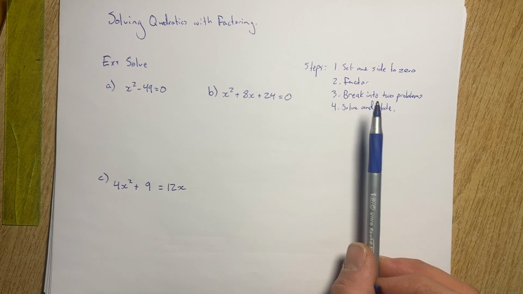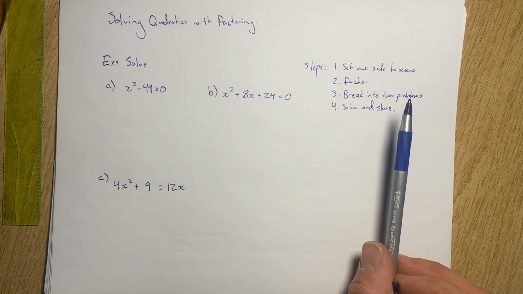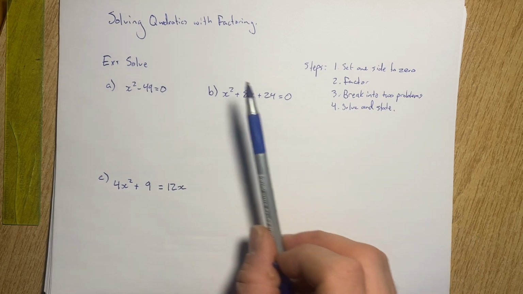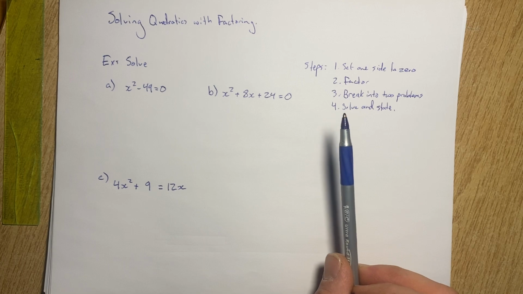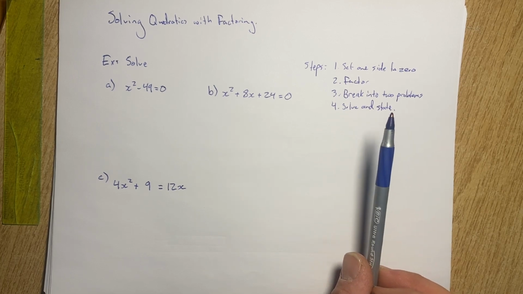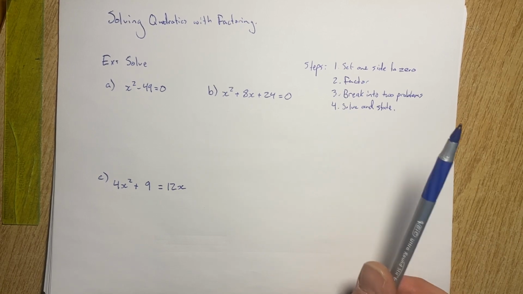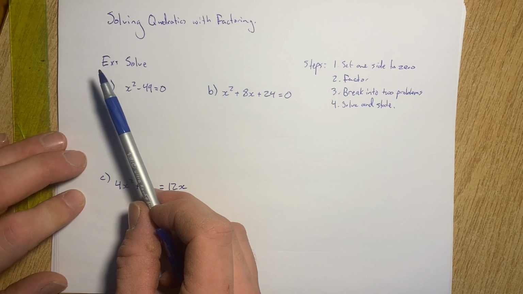Step 3, we'll break into two problems. So remember, when we solve quadratics, we may have 0, 1, or 2 solutions. So some of these might have 2 solutions, some of them might have 1 solution, and some of them may have 0. And step 4, we solve each of those 2 problems and state our answer. Now sometimes those 2 problems will be the same, and we'll see what happens when that occurs. So we'll just take a look at the first example.